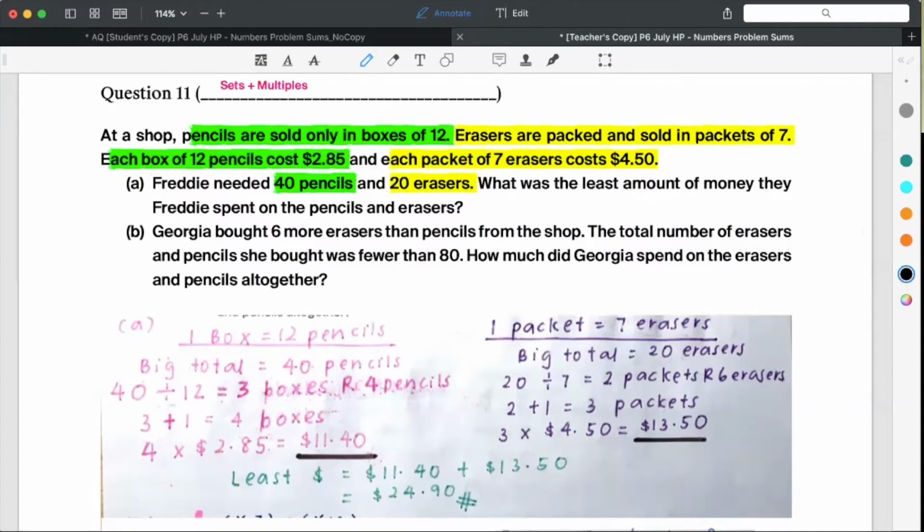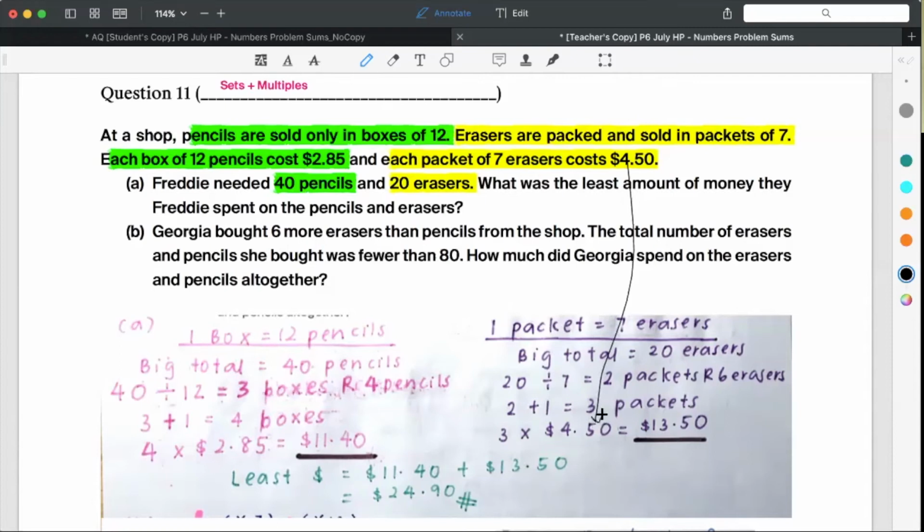Now in one packet of erasers, you have 7 erasers. The total is 20 erasers. 20 erasers divided by 7 erasers in a packet, that would be 2 packets. Is 2 packets your answer? No. For 2 packets, you only get 14 erasers. You need 20, so with the remaining 6, you need to buy 1 more packet. So 2 plus 1, 3 packets. The value of 3 packets will be 3 times the 450 here.